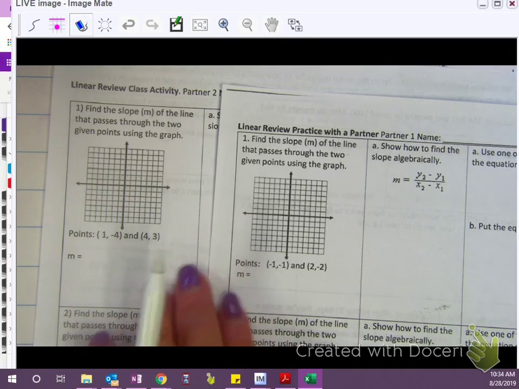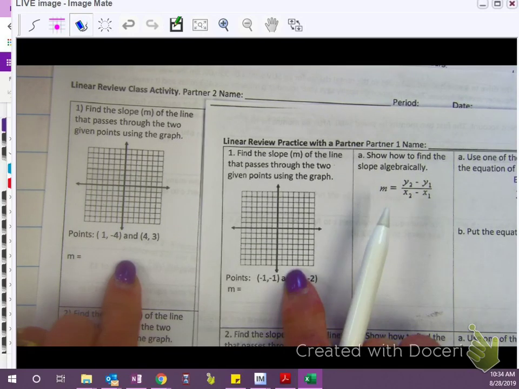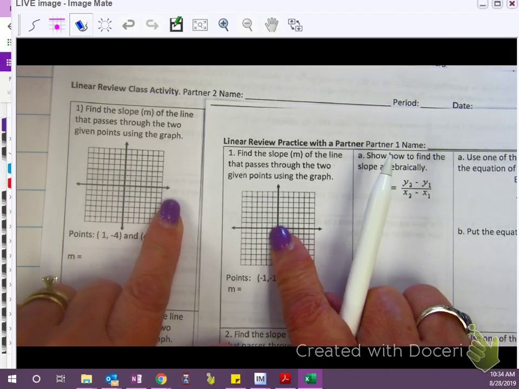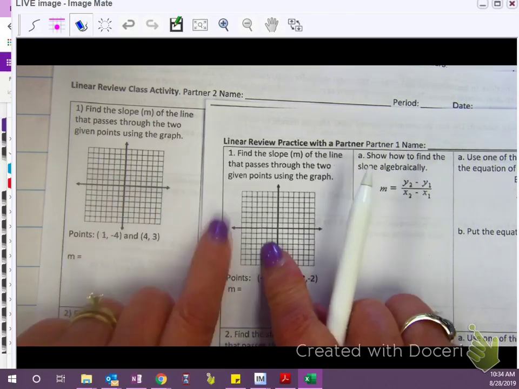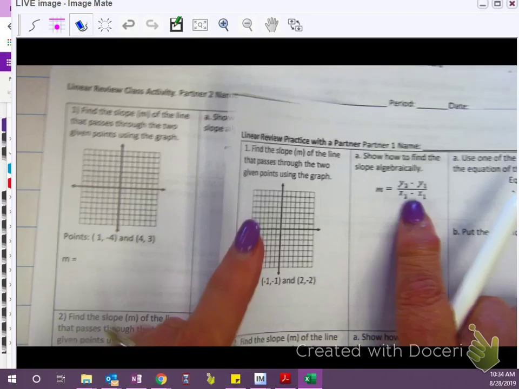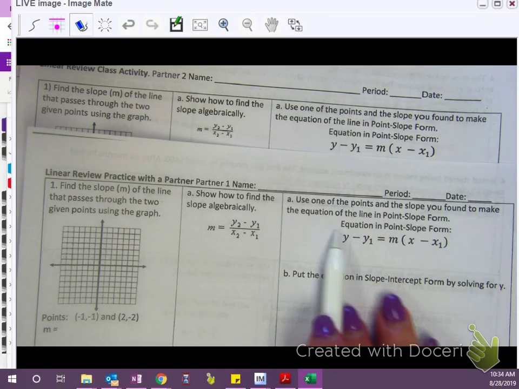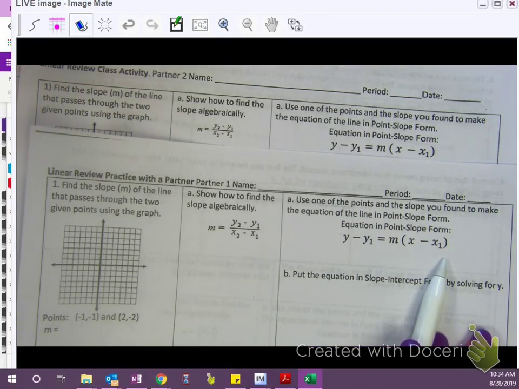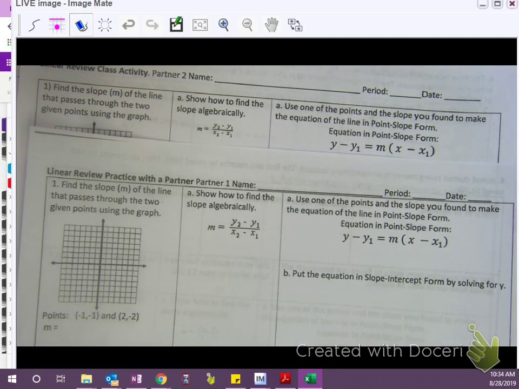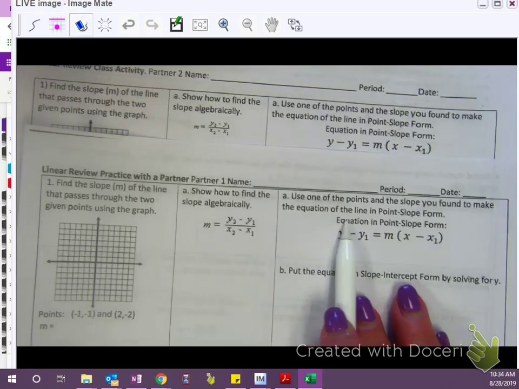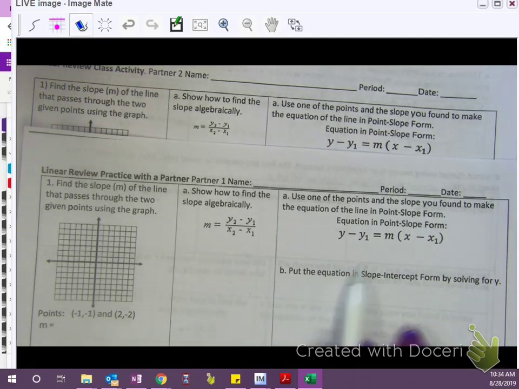So you're given 2 points. You're going to graph those points and draw the line. You're going to use the slope formula to find the slope. You're going to write it in slope-intercept form like what we just did. You're going to write it in point-slope form first, and then you're going to go through the steps to convert it to slope-intercept form.